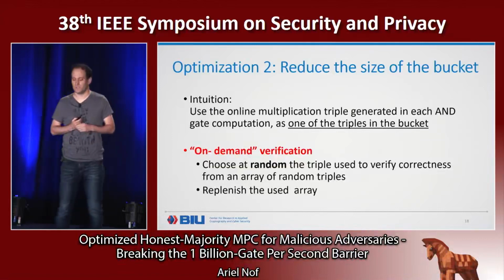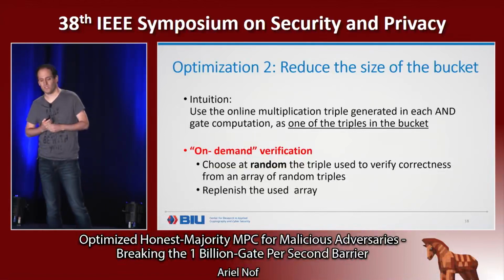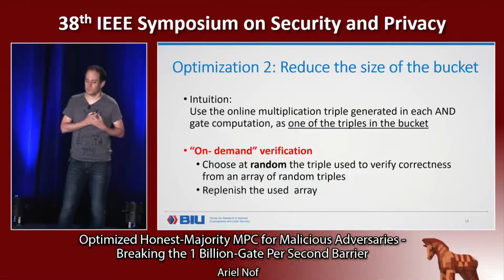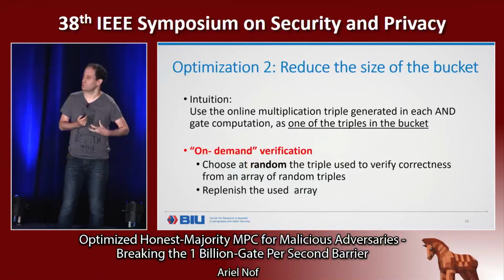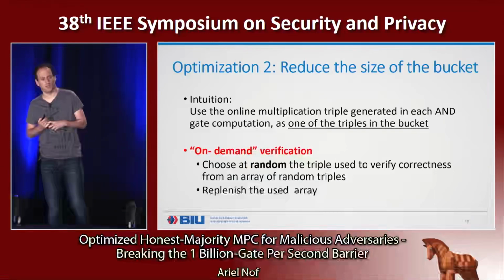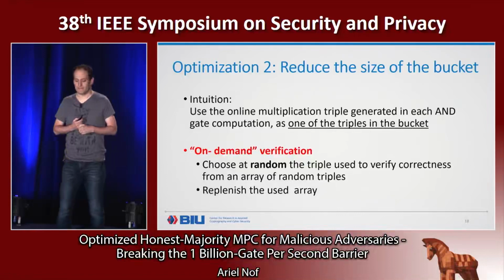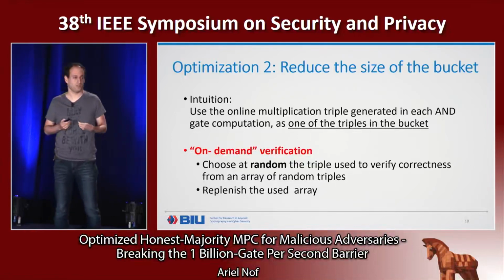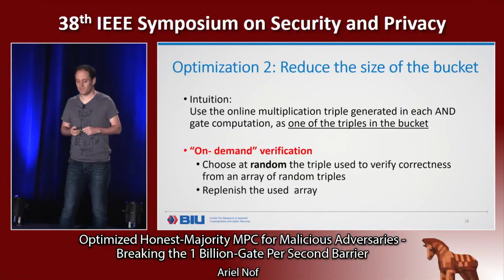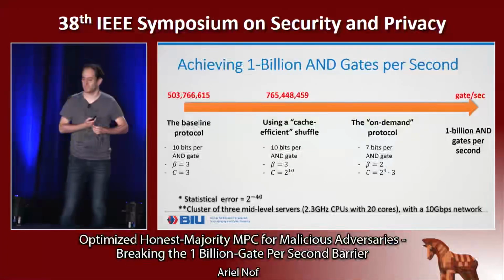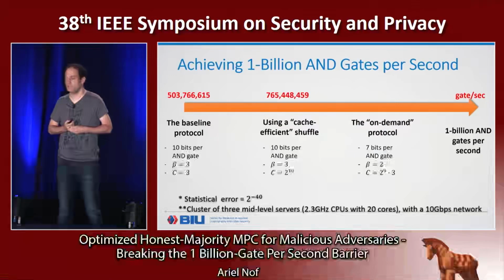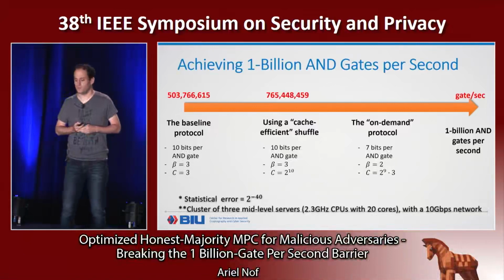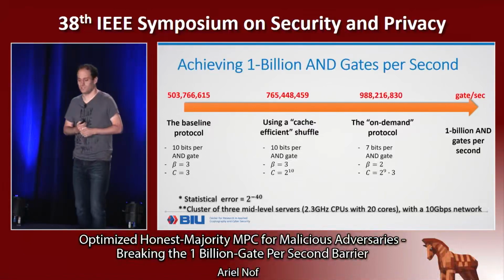But we have this process that we call on-demand verification, where we choose at random the triple that is used to verify in the online phase. By this, we match each AND gate triple to a bucket from the offline phase. This increases the computational work in the online phase a little bit, but it allows us to reduce the size of the bucket from 3 to 2, and therefore reduce the communication from 10 bits per AND gate to 7 bits per AND gate. And this brings us almost to our goal. We are getting close.